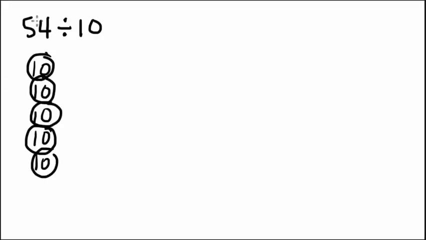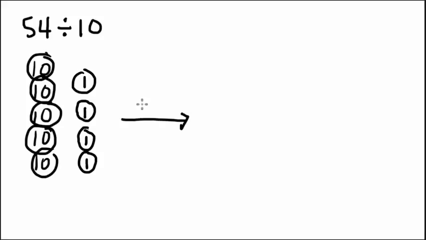So there is 5 tens, should be 50, right? And we have 4 ones, so I'm going to draw 4 ones. And what I am doing in this problem is dividing by 10. So what does that mean? Well, if 10 divided by 10 is 1, and I have 5 tens, how many should I have? I should have 5 ones, right, if I'm dividing it by 10.